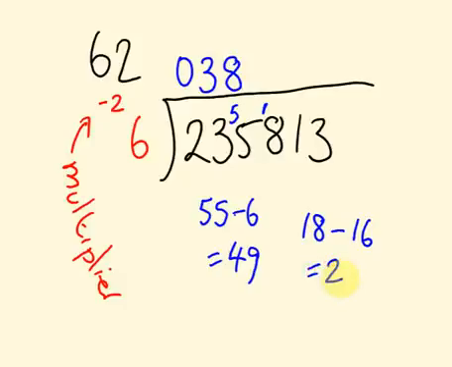So 2 divided by 6 we cannot do. We're going to have to carry that number across. Alright. Okay, so we're now left with 21. 21, and what do we do with this 21?